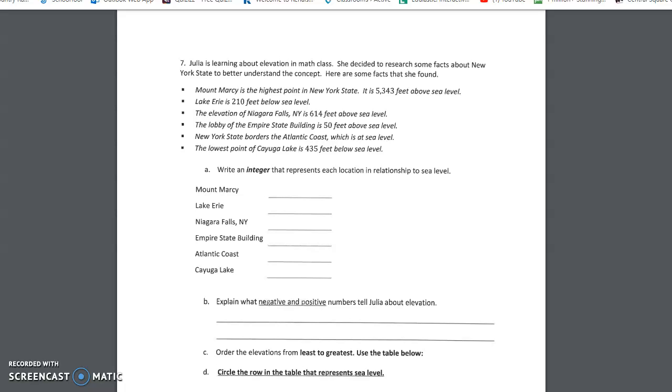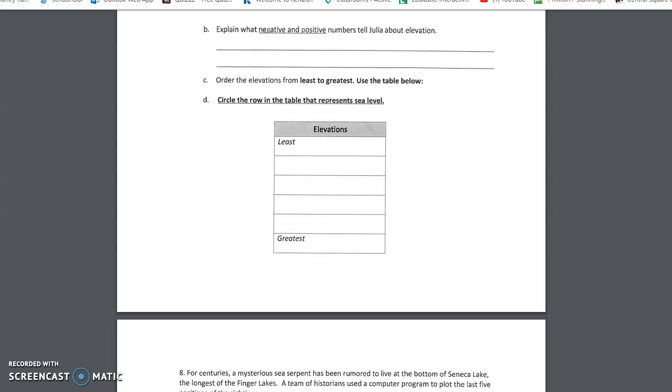Part A. Write an integer that represents each location in relationship to sea level. Mount Marcy, Lake Erie, Niagara Falls, New York, the Empire State Building, the Atlantic coast, and Cayuga Lake. Part B. Explain what negative and positive numbers tell Julia about elevation.